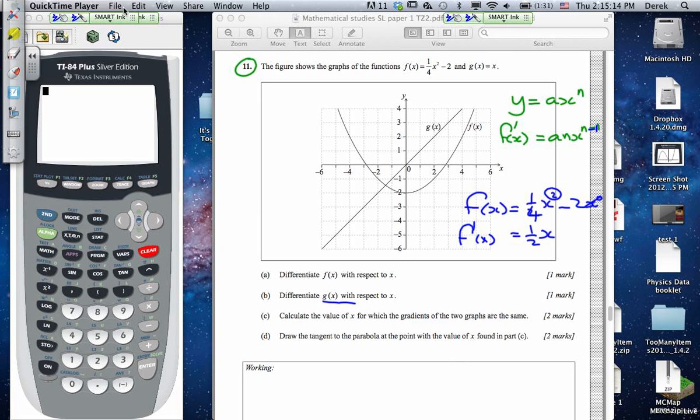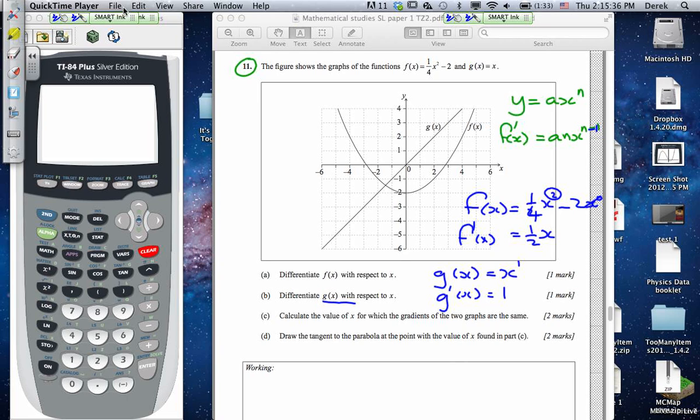And then differentiate g of x with respect to x. So we have g of x is equal to x. So g prime of x will just be, this is 1, so it's going to be 1 times 1, which is 1, and then 1 minus 1 is 0, so it's x to the 0, which is 1. So g prime of x will be equal to 1.